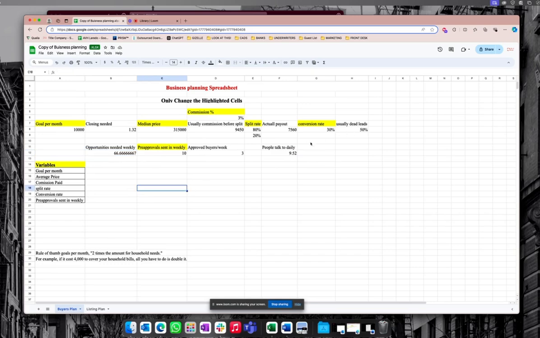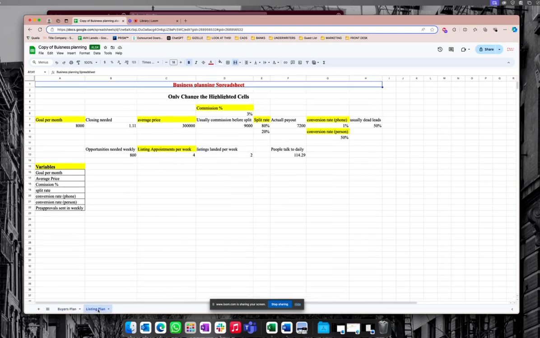You talk to your 10 people per day, and that doesn't mean someone hangs up when you call them. That doesn't count. Real conversations. And if you're at open houses, talking to 10 people at an open house, out of that, if you have a 30% conversion, you're going to have 3 people approved. And that's that simple. Now we're going to look at listings.